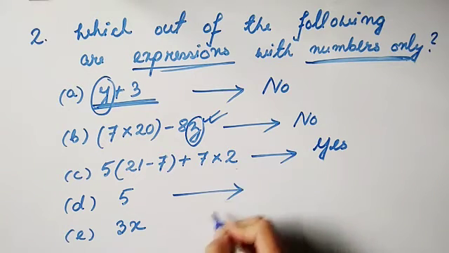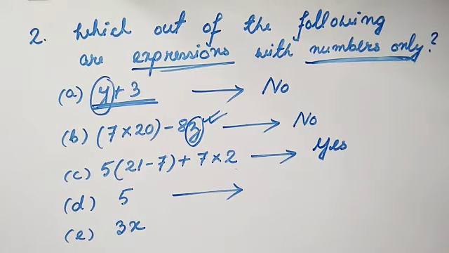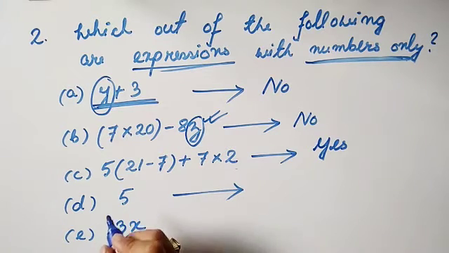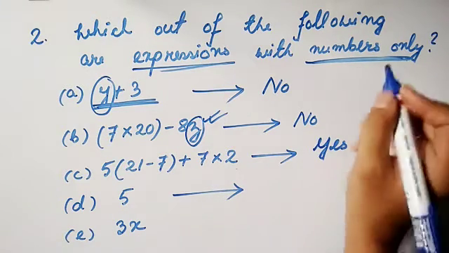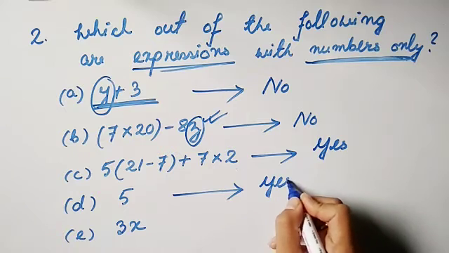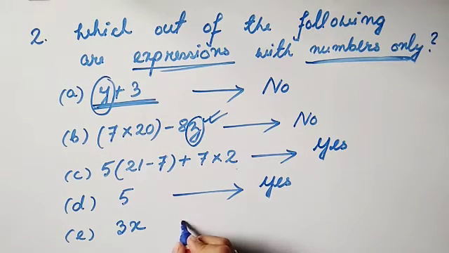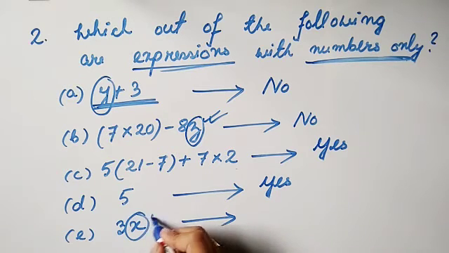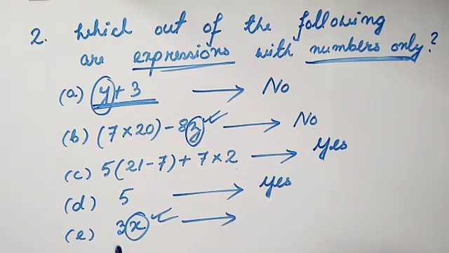What about our next question? They have given only 5. So as we can see, 5 is not a variable, right? So this is also an expression with numbers only. So answer will be yes. What about our number E? 3x. x is a variable, right? So this is not an expression with numbers only. So answer will be no.